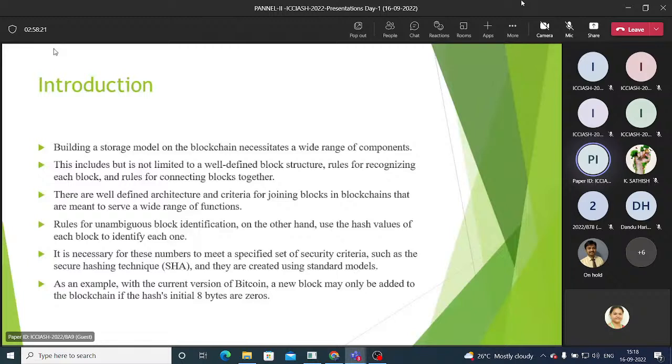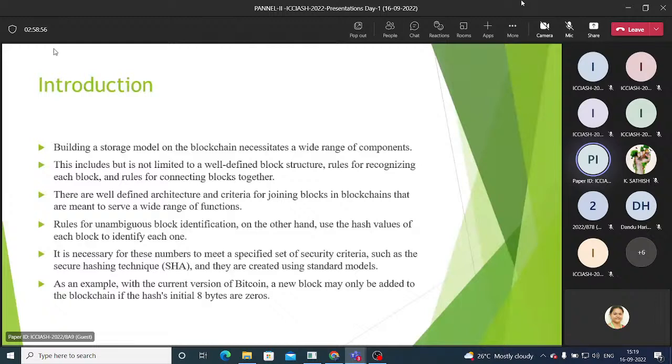When we consider blockchain technology, we deal with the blocks and the data in them, wherein we integrate the blocks with the highest level of security which we can give to the data inside the blocks. There are well-defined architectures and criteria for joining the blocks in blockchains that are meant to serve a wide range of functions. But here the rules are unambiguous for block identification, and on the other hand it uses hash values for each block to identify each one.